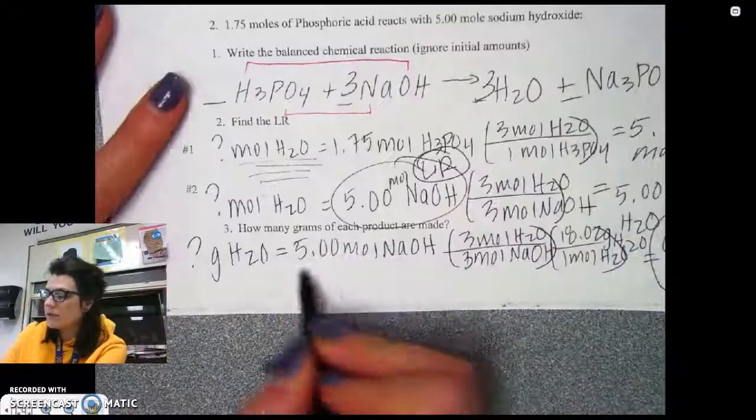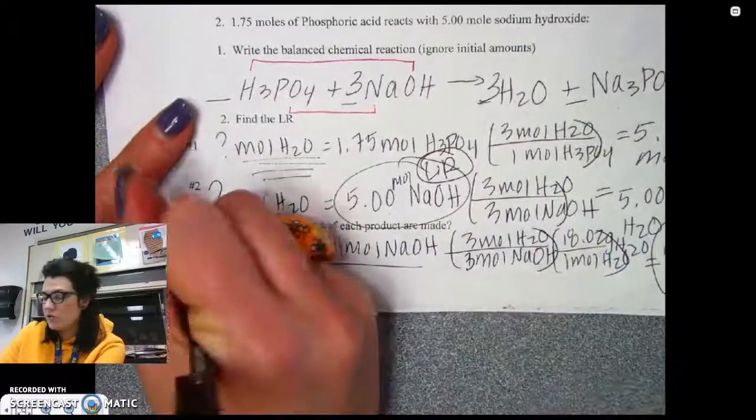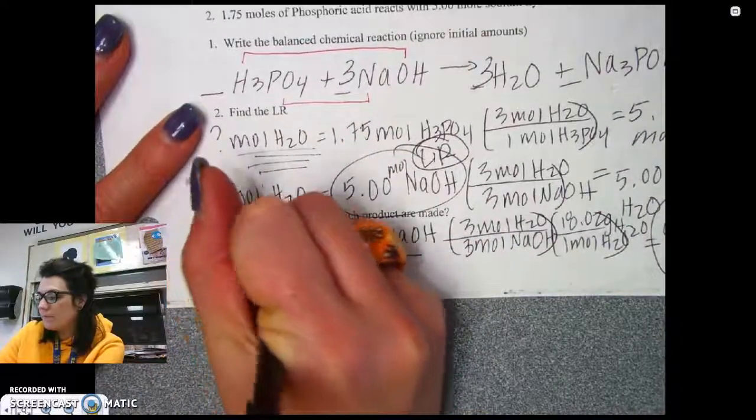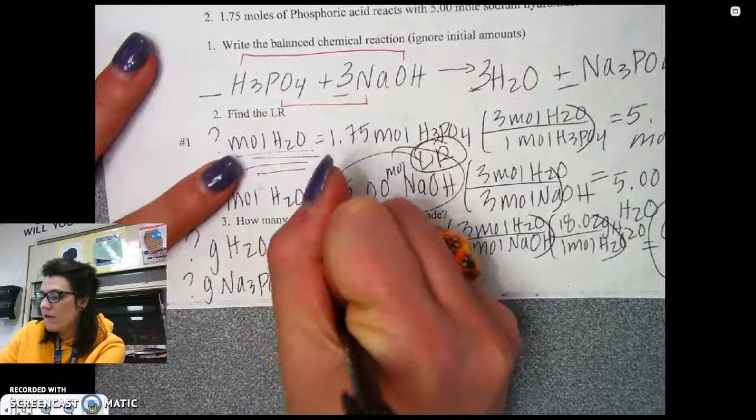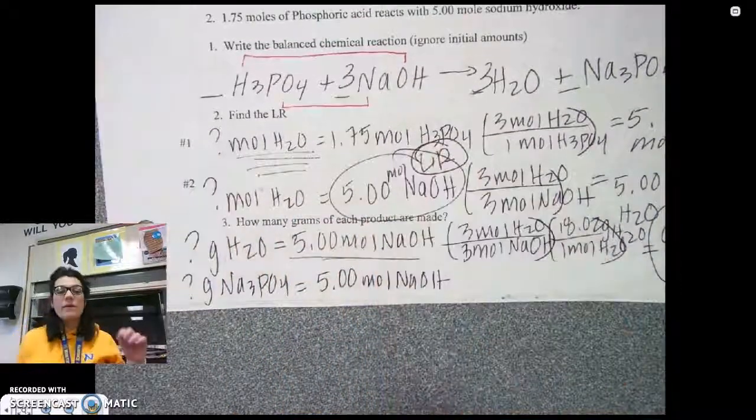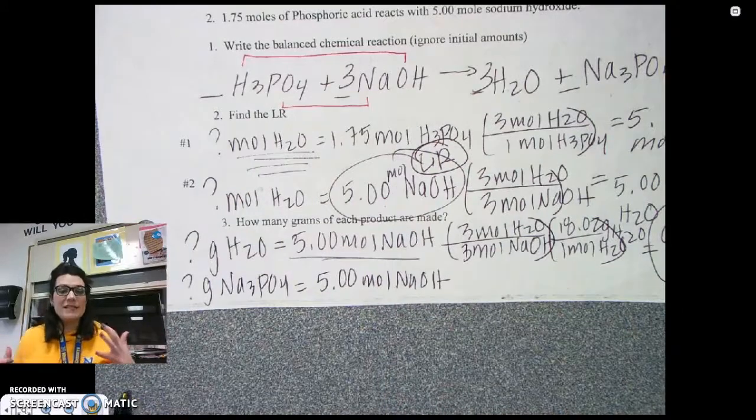Okay, and then ultimately I can do the same thing for sodium phosphate, but I need to make sure that I use the same conversion here. So I have to say question mark grams of sodium phosphate is equal to 5 moles of sodium hydroxide, because sodium hydroxide restricts how much product I can make.